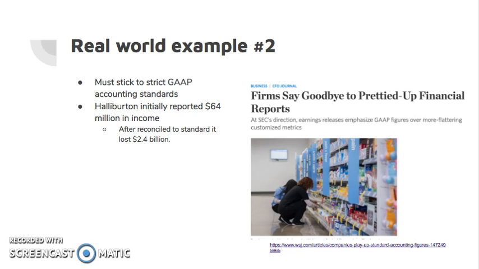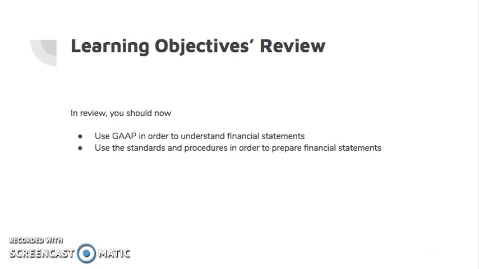They actually used a really good example in their article: Halliburton initially reported $64 million income, but after their reports were reconciled and put to GAAP standard, they actually ended up losing about $2.4 billion. So as you can see, GAAP is just the standard of what they need, the bare minimum, so that every basic piece of information is reported and you can't pretty it up or make your company seem better than what it is. So that was a quick snapshot of GAAP.